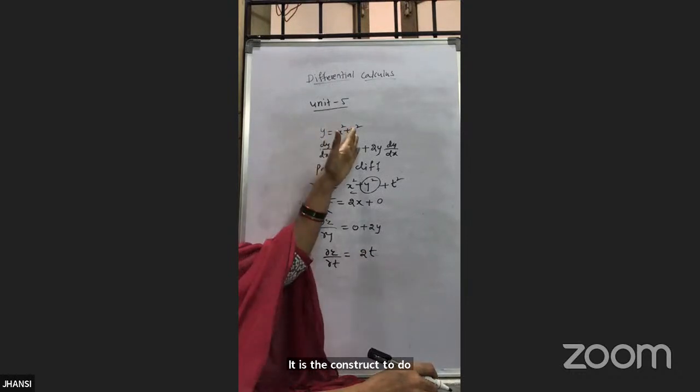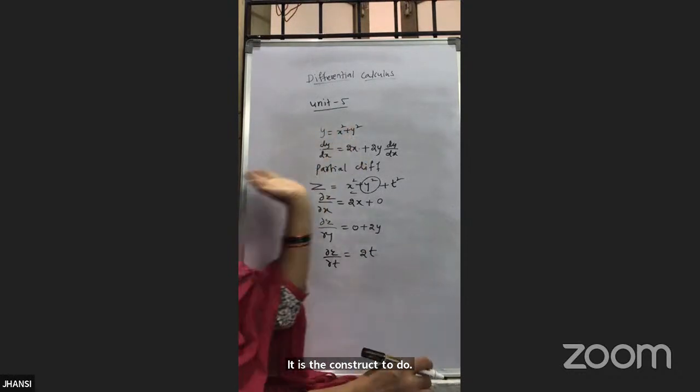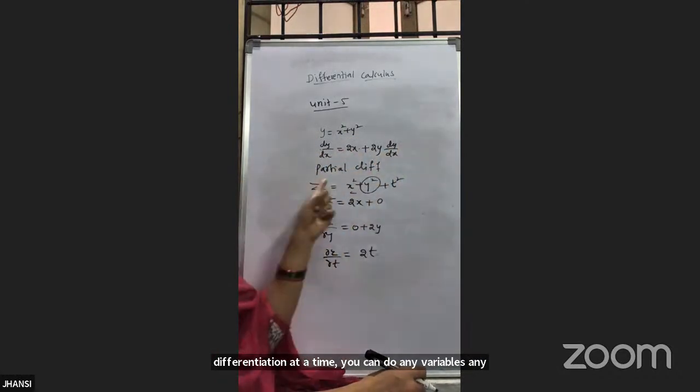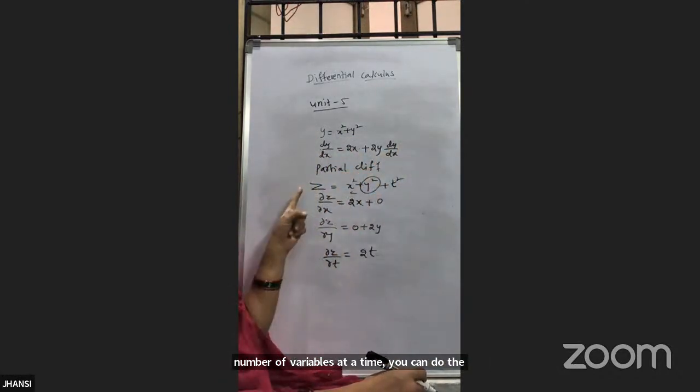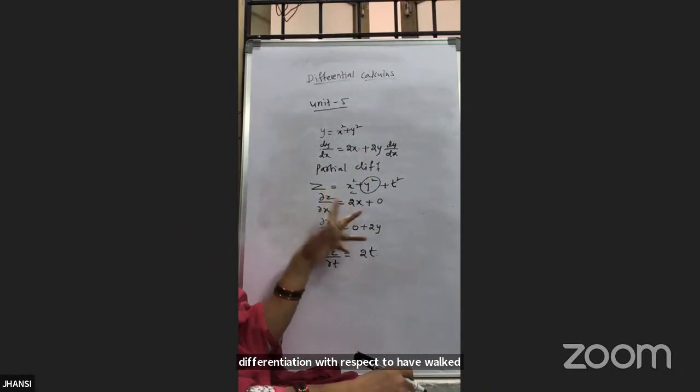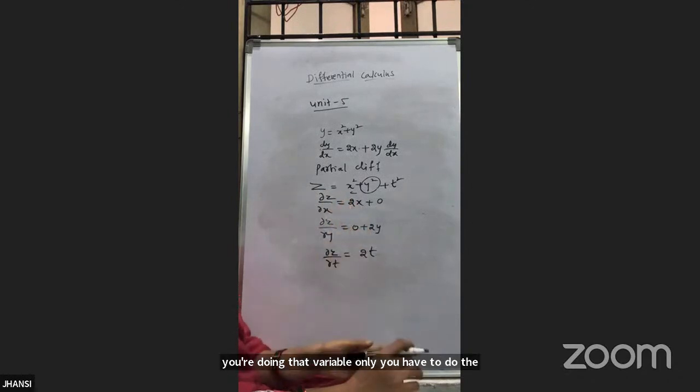If you see partial differentiation, at a time you can differentiate any number of variables. But when we go to partial differentiation, with respect to whichever variable you are differentiating, only that variable you have to differentiate. Okay, so this is the main concept.